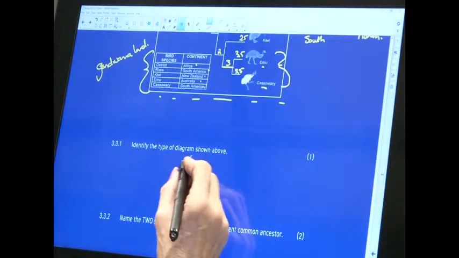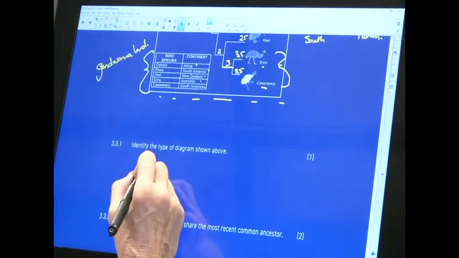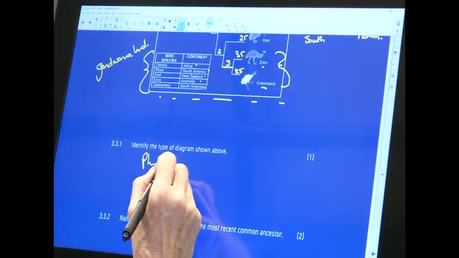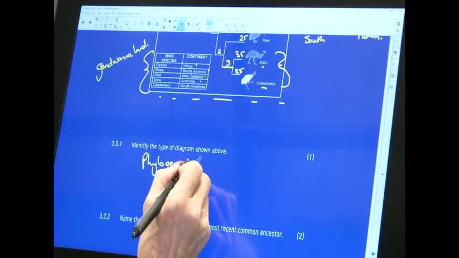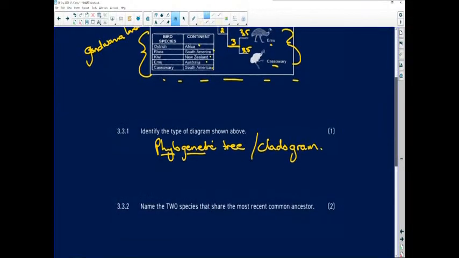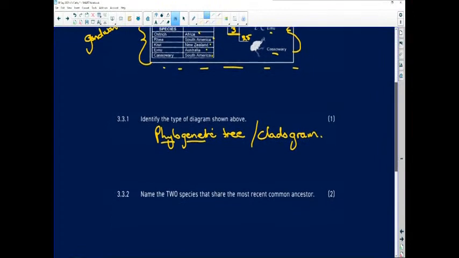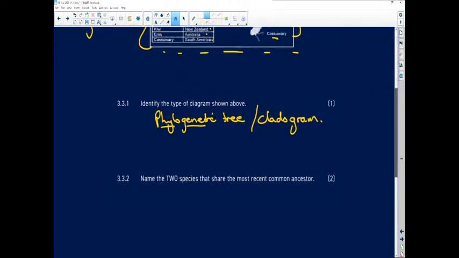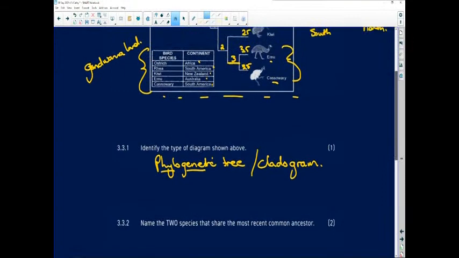Identify the types of diagrams shown above. I told you, it's a phylogenetic tree. Or you can also call it a cladogram. Okay. But phylo means the different phyla, and genetics. So they're all different organisms that have relatively the same genetic tree. Okay, name the two species that share the most recent common ancestor.